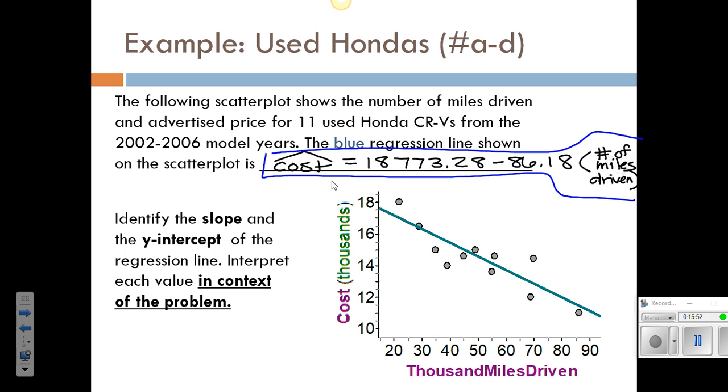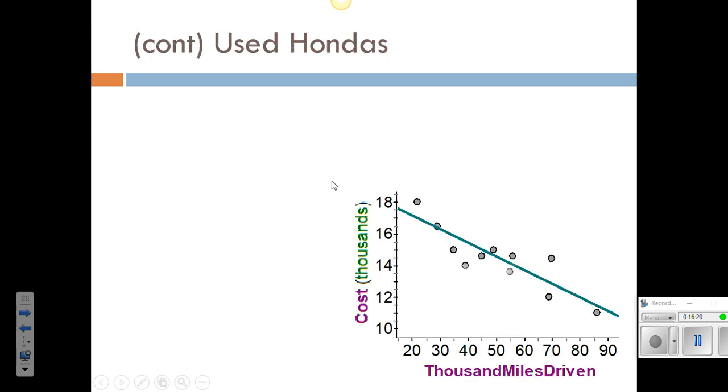Okay, slope. How do I interpret the slope here? Go back to your chart. What's the generic idea? Every 1,000 miles driven. Well, you're talking about it in context, which is good. But just generically, for every increase in x, what's changing? The predicted y value. Remember, because it's from a regression line. It's a predicted y value. Right, so let's do that.